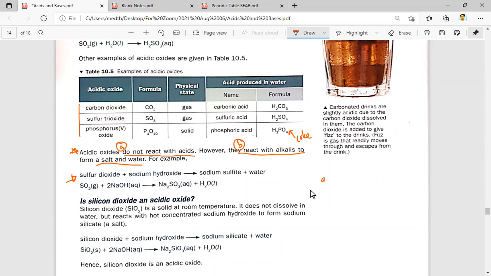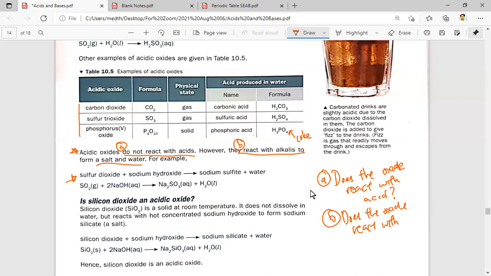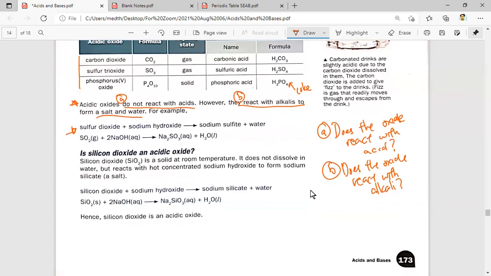So I say again, the two things they'll keep asking is, does the oxide react with acid? Second thing, does the oxide react with alkali? So you realize these two things will keep coming out. Now, the question that we can go on to talk about is, okay, these three I understand.